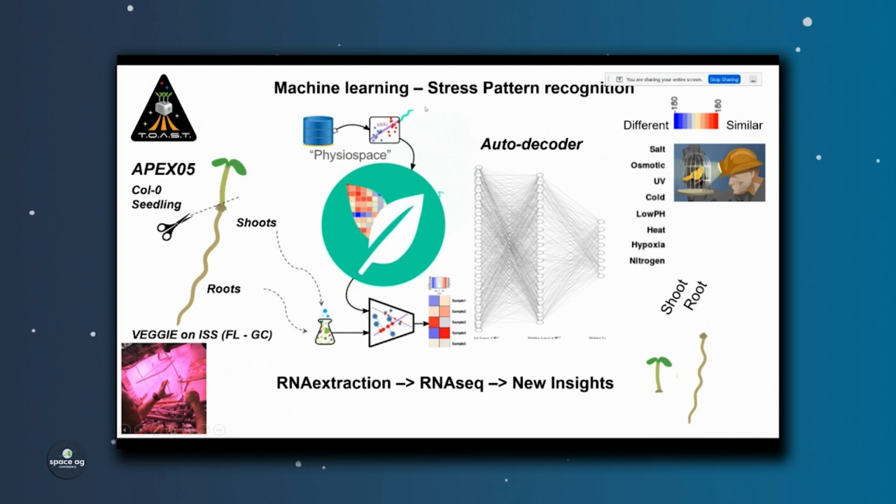So we built a stress pattern recognition system that used an autoencoder to take data from GEO and essentially make a pattern recognition system, a stress recognition system, a bit like the coal miners used to do with canaries back in the day. So essentially, instead of having a canary in the coal mine, we're saying Arabidopsis can provide a lot more insights that can allow you to change the environment before the unthinkable happens.